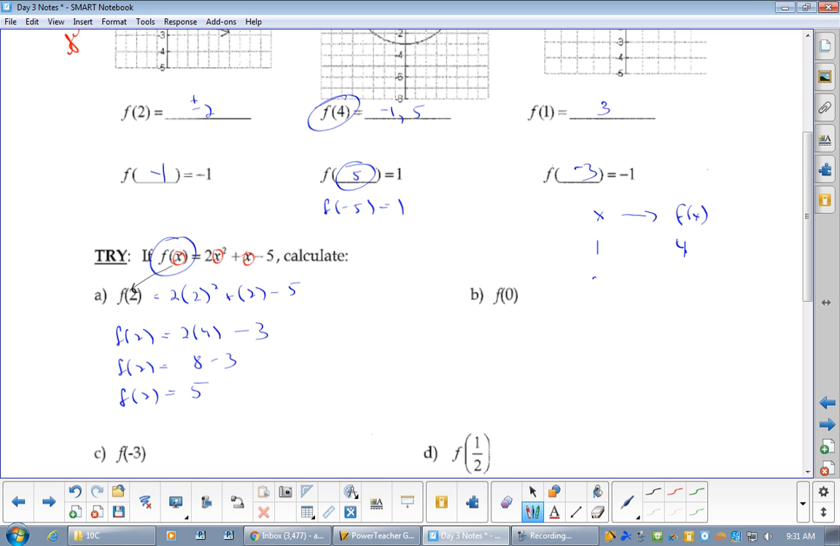f of 2 equals 11. And f of 3 equals 21. What is my function? Okay, what would the function be? So it's like a little machine. I'm putting in 1, it's spitting out a 4. I put in a 2, it spit out 11. I put a 3, it spit out 21. What would be my function?